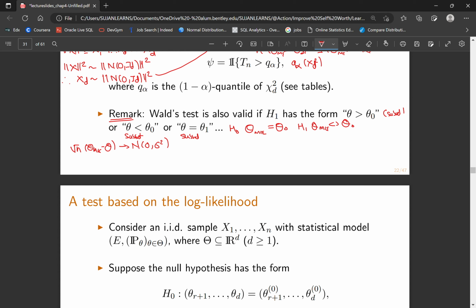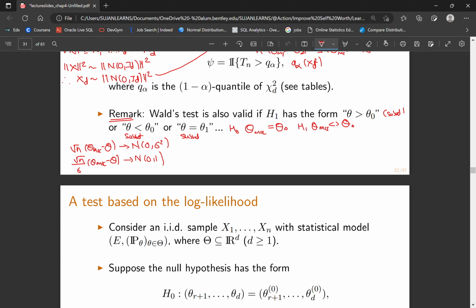Now what happens if we do this? What happens if we take the standard normal distribution instead? We can just divide this by the standard deviation, which brings us to θ_MLE minus θ, and it becomes N(0,1), a standard normal distribution.